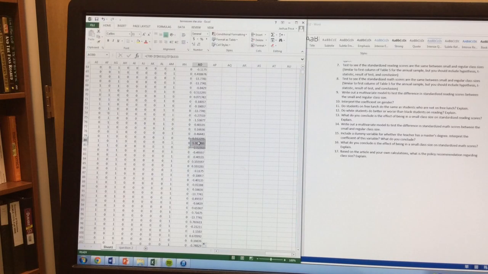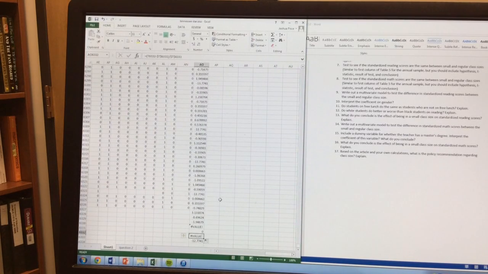So this person right here scored 1.3 standard deviations above the mean. This person right here scored 0.02 standard deviations below the mean. Okay, so now that we have this, okay, we can delete all of these.